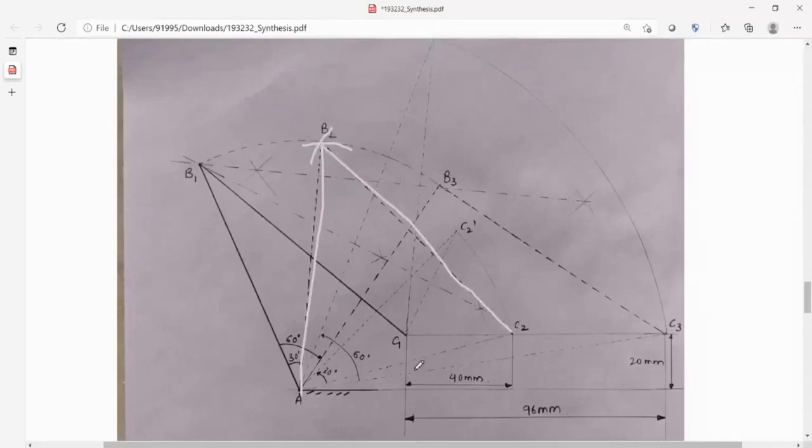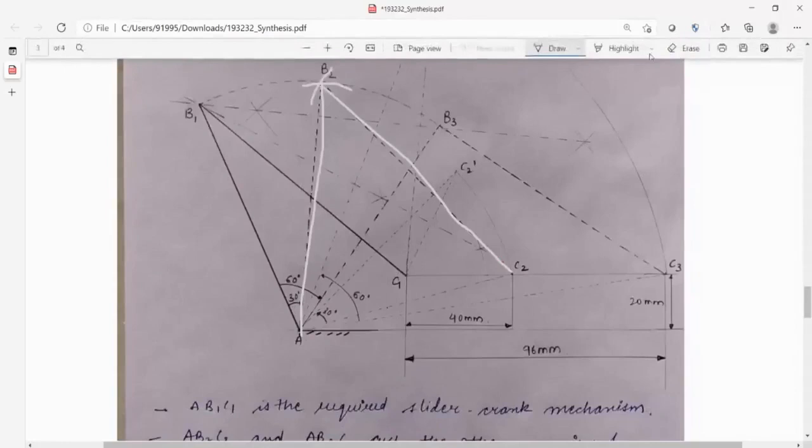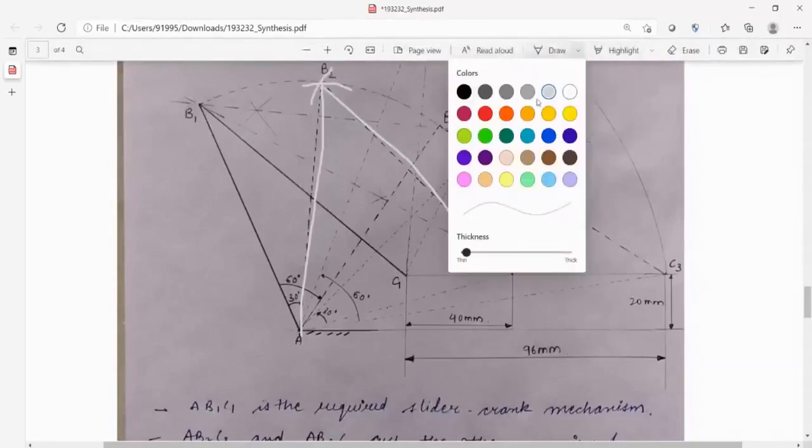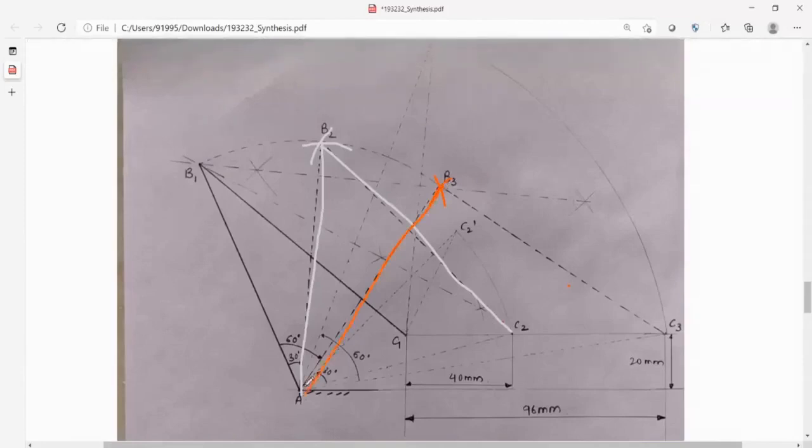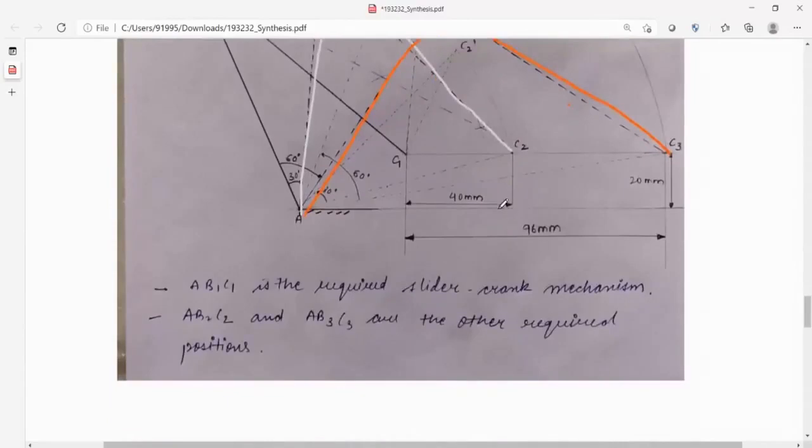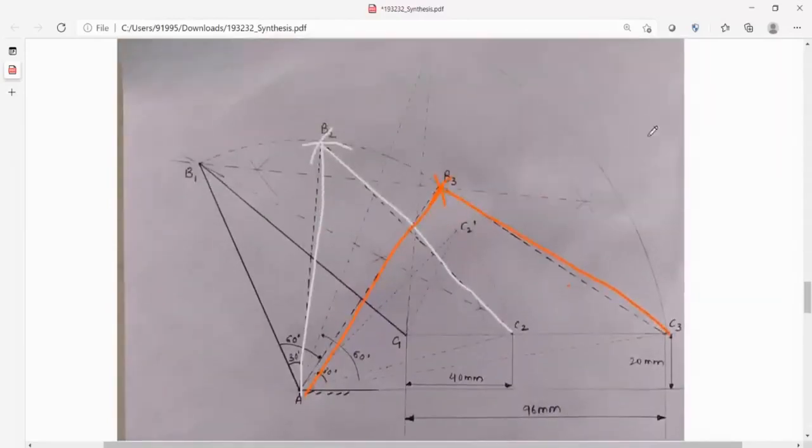This is the second position, and similarly we will do this for the third position. For the third position, we will take A as center and AB1 as radius and cut an arc, and B1 C1 as radius and C3 as center and cut another arc. We'll join this. Thus, this is our third position, A, B3, C3. So we have indicated all three positions for the slider crank mechanism, and we have the required solution for the third question.